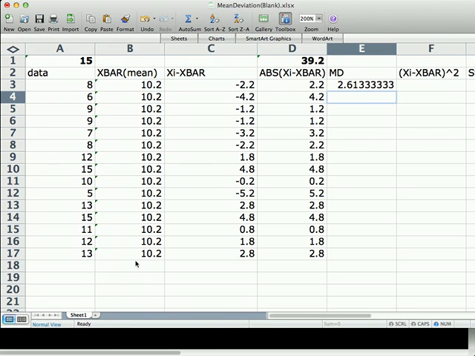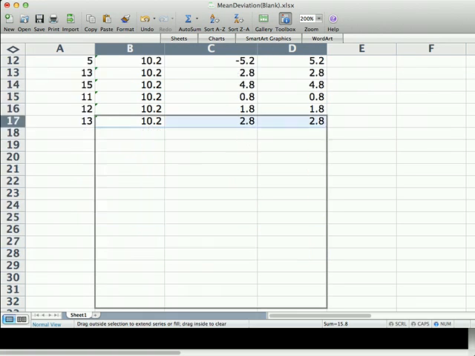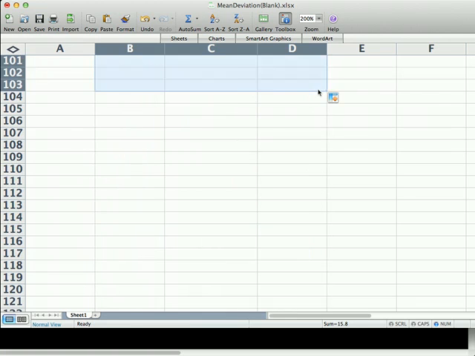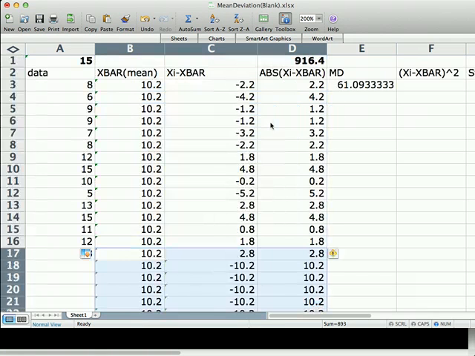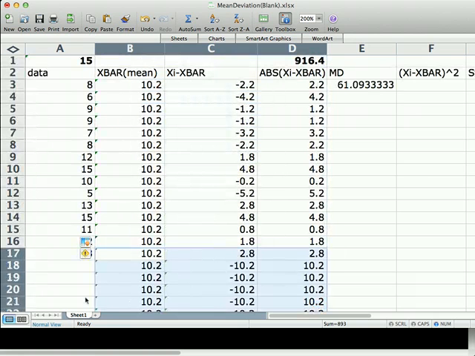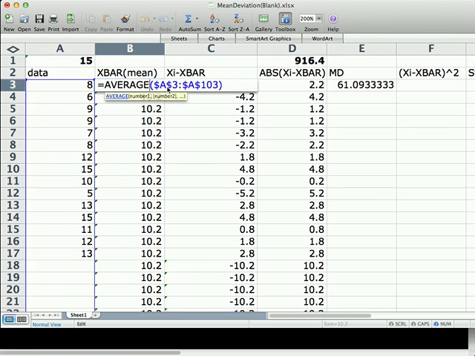That's one thing I could do: just drag all of these down all the way to 103. Double click. Well, it wouldn't know to stop at 103 just yet. I could do that, but then I've got this issue where it's doing 0 minus 10.2, which is negative 10.2, and it's skewing my data. So I'd have to throw in some if statements, and this is what I end up doing. Watch this.